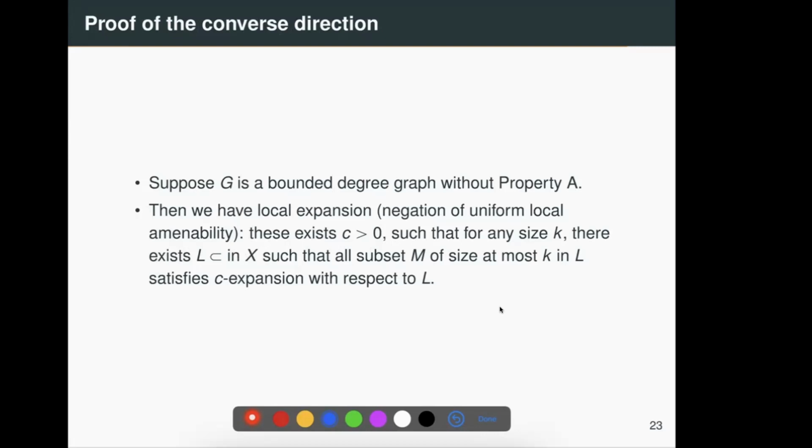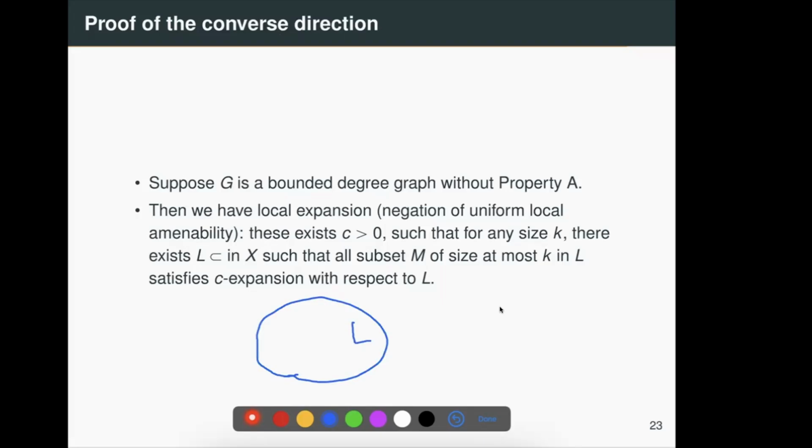So if you do not have A, then it means that you can find a local expansion in your graph. The statement is that if you fix any size k, then you can find a finite subset in the space such that all subsets inside L of size at most k have C expansion. So you have a lower bound for the expansion constant, but up to a certain size, not for the whole set. You can find a sequence of finite sets in the graph such that they admit bigger and bigger local expansion, but they're not expanders themselves. You only have a local expansion.